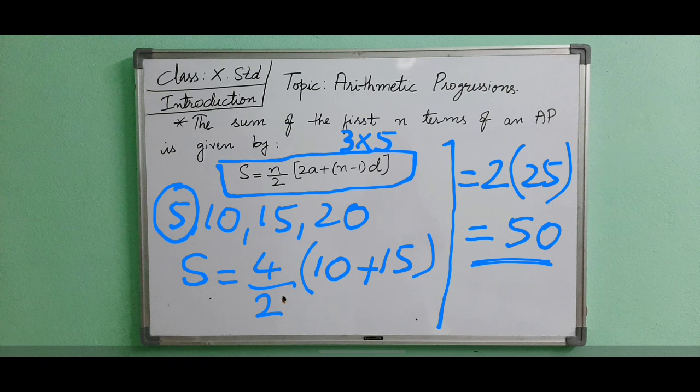Look here, if we add, how much will we get? 5 plus 10, 15. 15 plus 15, 30. Then 30 plus 20, 50. If we add directly, then also we are getting 50 itself.